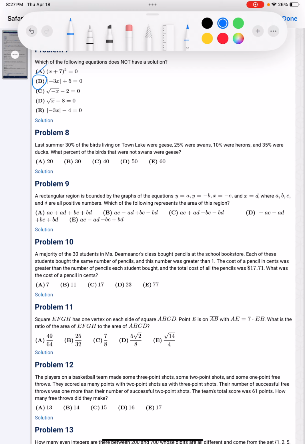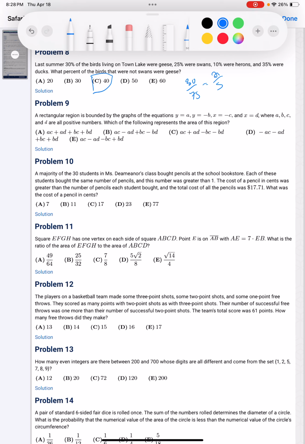So, last summer, 30% of all birds living on town lake were geese, 20% were swans, 10% were herons, 35% were ducks. 40% of the birds that were not swans were geese. So we can say there's 100 birds: 30 geese, 25 swans, 10 herons, and 35 ducks. So, of the birds that are not swans, that's 75, and 30 of them are geese. So 30 out of 75 should be the answer. We can simplify that to 2 out of 5, which is 40%, choice C.